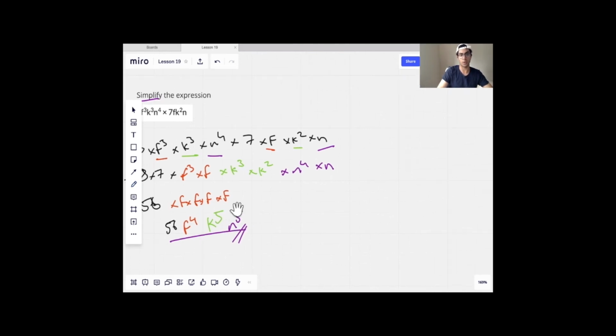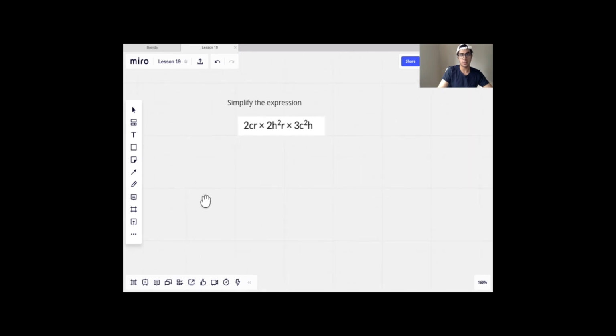Okay, let's try another one. Simplify the expression this. So remember, what we need to do is make it in a compact form. Get rid of all the multiplication signs and use power notation. So why don't you give the video a pause and see if you can give the question a go on your own.